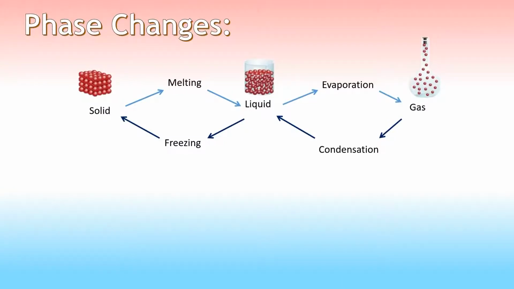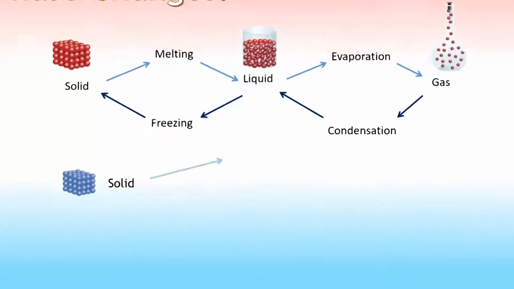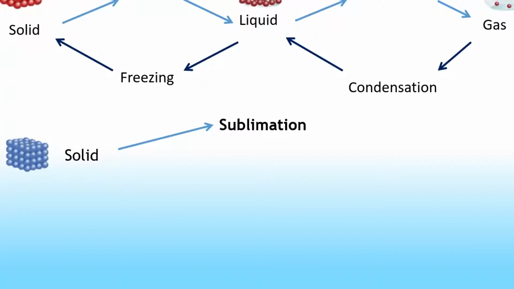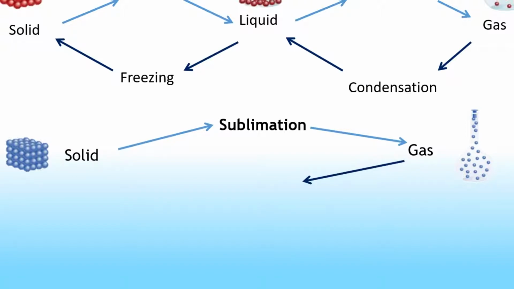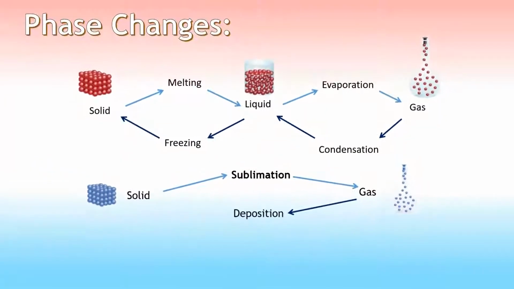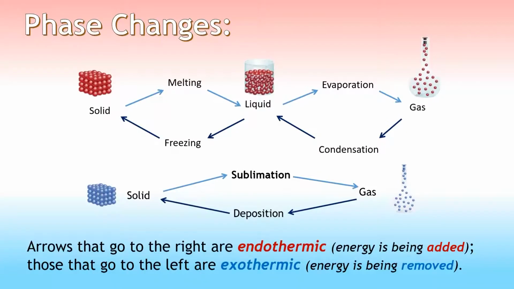Now, in addition to these very familiar phase changes that all of us have seen in everyday life, we have this. A solid can sometimes skip a step. It is said to undergo sublimation. Instead of turning into a liquid when we add energy, it directly converts into a gas. In the reverse process, the gas directly converts into a solid and deposits back into the environment. In all of these examples, the arrows that are going to the right are endothermic, energy is being added, and those that go to the left are exothermic, energy is being removed.